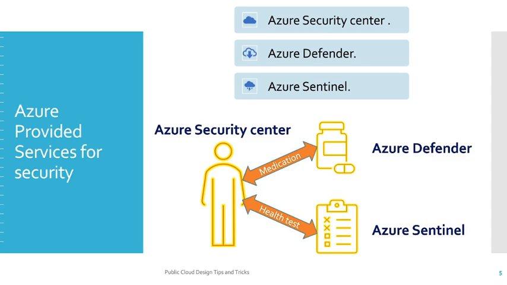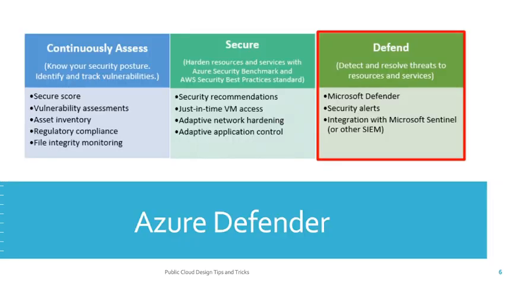Now let's focus on Azure Defender. Azure Defender has three main pillars: continuously assess, secure, and defend. When we say continuously assess, that means when you integrate your enterprise or solution with Azure Defender, it generally creates a score, or gives you vulnerability assessment results, asset inventory, regulatory compliance, and file integrity monitoring, with which you will get to know how secure your system is.